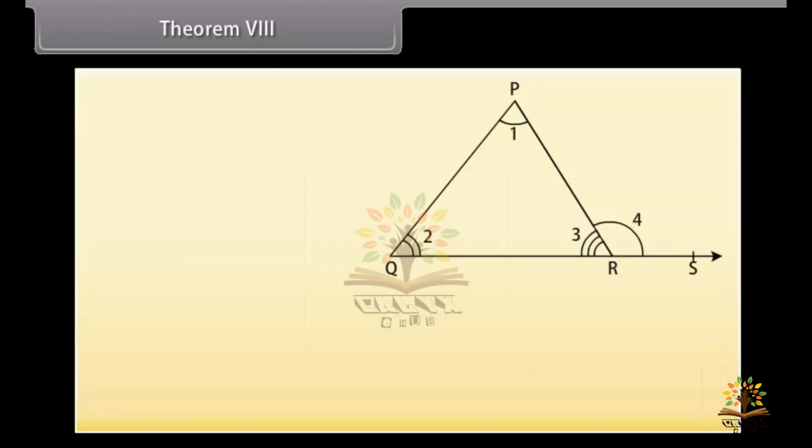Theorem 8. Do you remember the exterior angle of a triangle? Look at this figure. Here side QR is produced to point S. Angle PRS is called an exterior angle of triangle PQR. Is angle 3 plus angle 4 equal to 180 degrees? Yes. Angle 3 plus angle 4 is 180 degrees because these are linear pair angles.